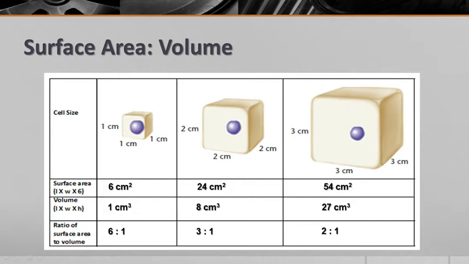It's kind of like when we go to the pep rally in the gym and we're all trying to get out at the same time. What if we only had one door that we were all trying to get out of at the same time? It would be very difficult for that to happen. We have to have some extra exits, and that's what happens with cells when they get too big.